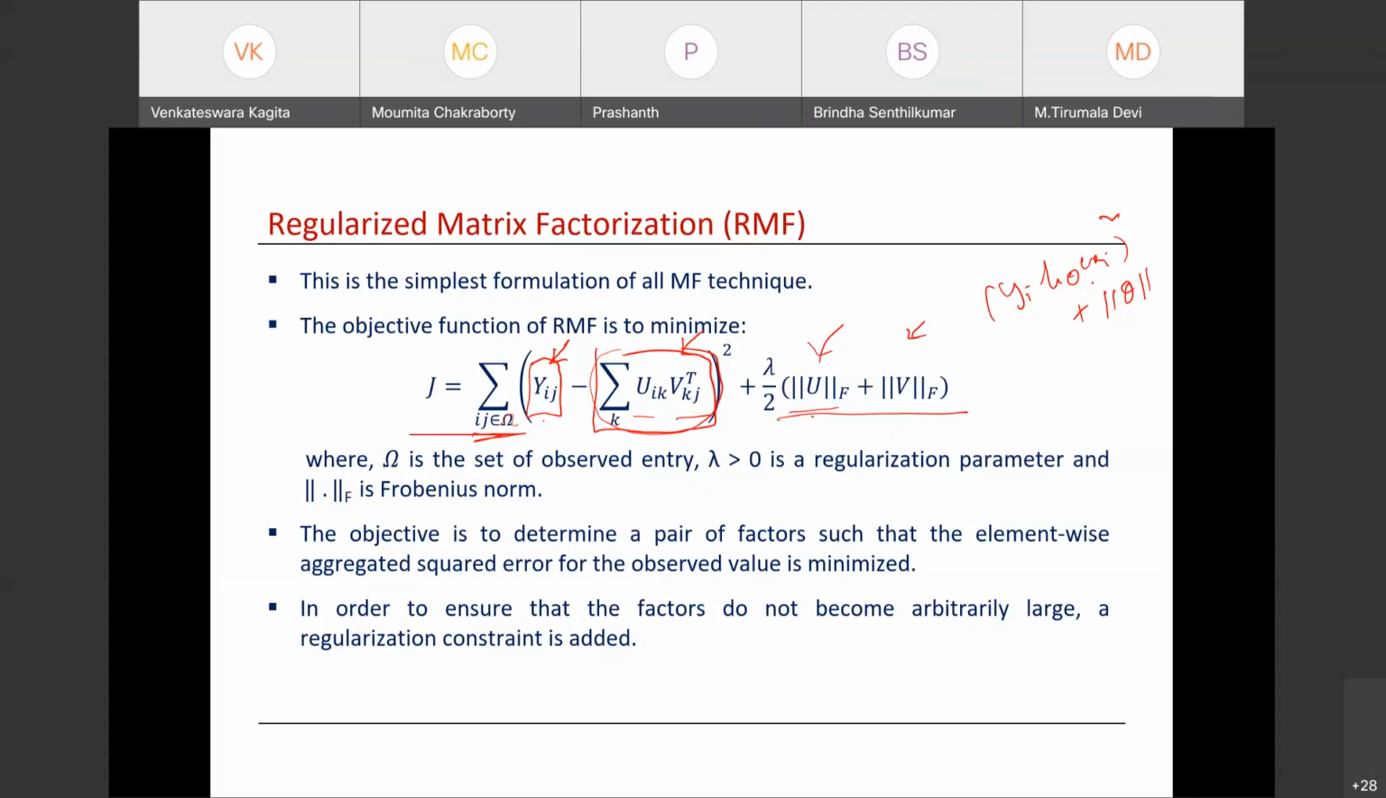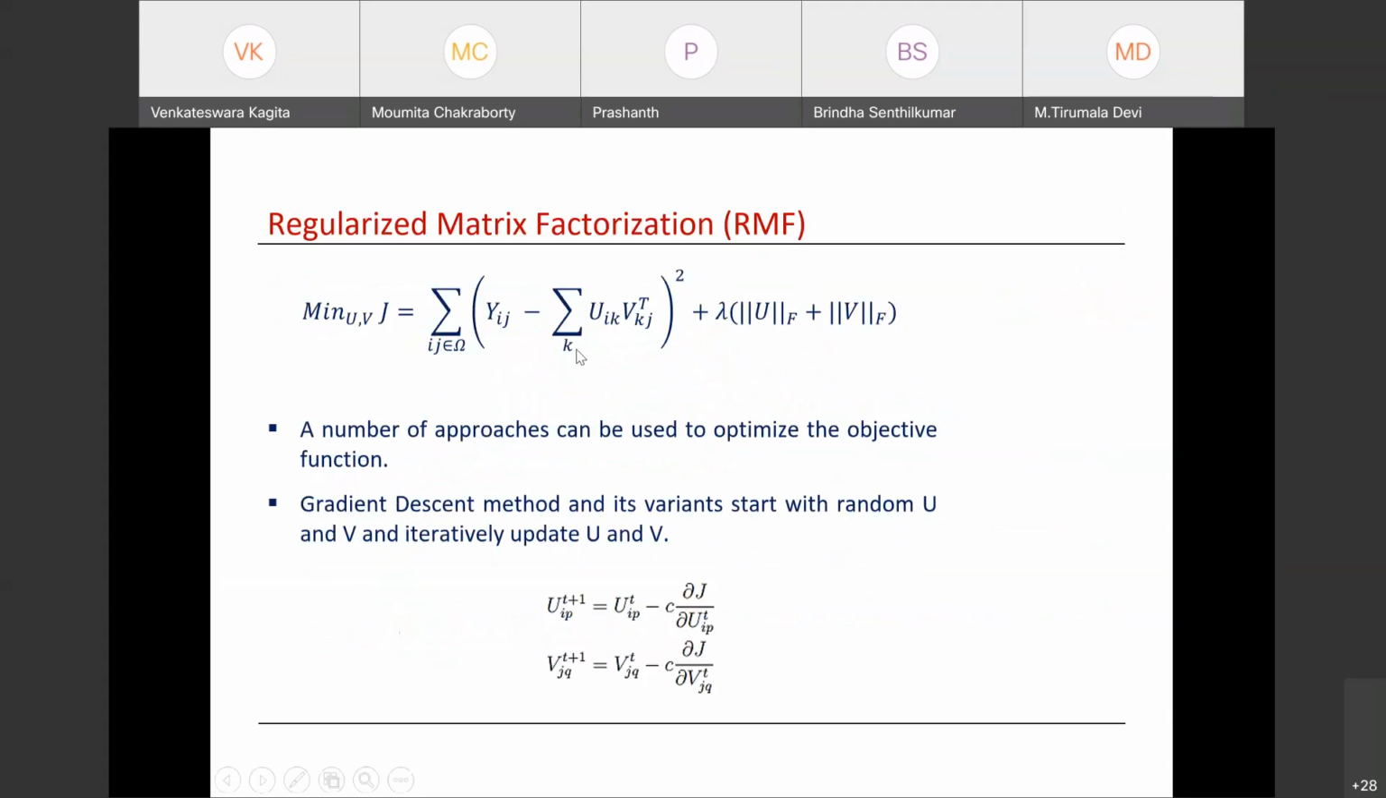It means that initially you assign some random values to U and V, then gradually you update these values. So you initialize the U and V matrices randomly, then update them using the gradient descent approach. To update them, find the derivative of J with respect to that particular entry in U or V, and then you compute the gradient descent step. A number of approaches can be used to optimize the objective function, gradient descent and its variants. Start with random U and V and iteratively update them.